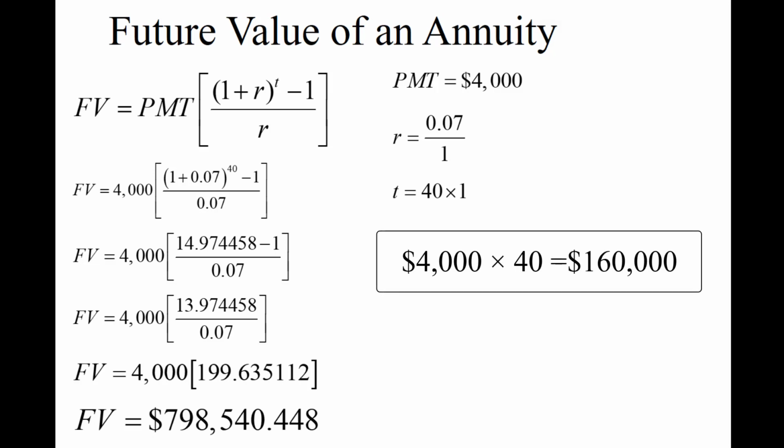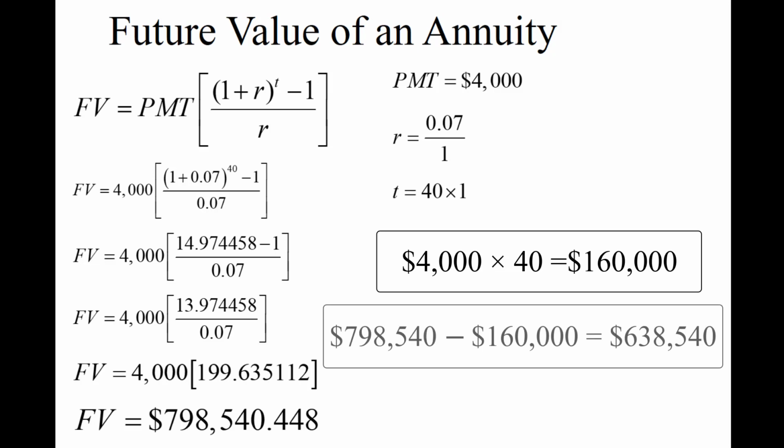Here we can see the power of compounding. In this case, you've only invested $4,000 for 40 years. In other words, you've contributed $160,000 into retirement. Because you earn interest every year on the investments that you have saved, you were able to have nearly $800,000 at retirement. So you'll have almost $640,000 extra in retirement based on interest after saving for this 40 years.